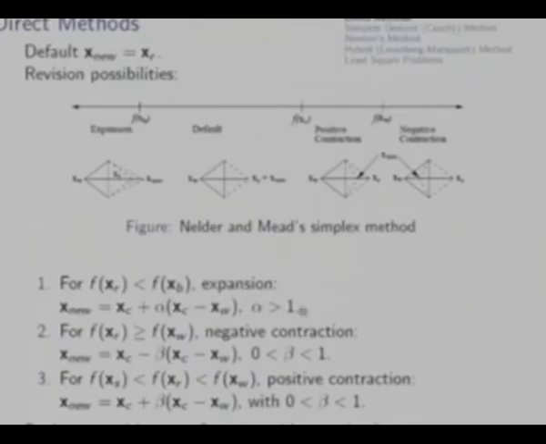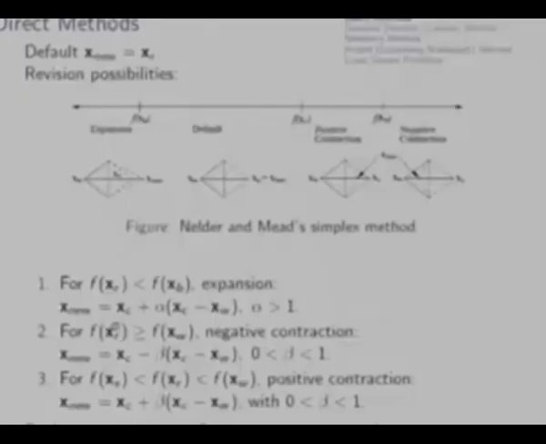So, alpha is greater than 1, that will bring us here, the simplex will be expanded. If xr is worse than the current worst point, that is here, then negative contraction, that is xc minus beta into xc minus xw. So, beta is between 0 and 1. That will give us this kind of a point in between. That way the simplex will get reduced in size.